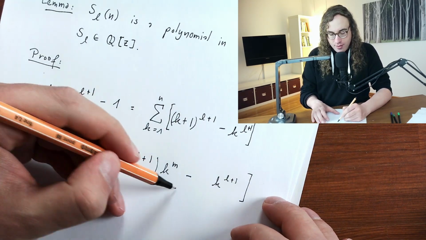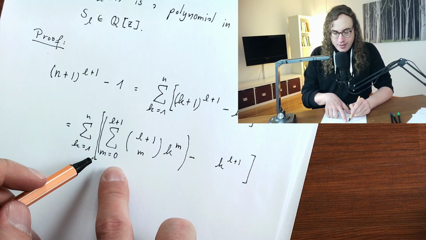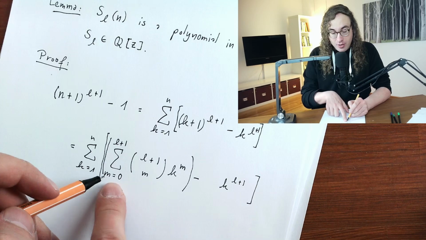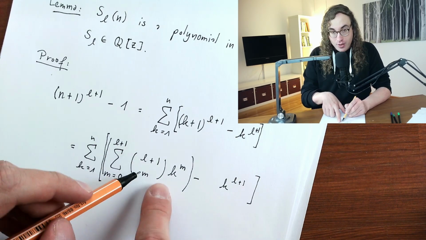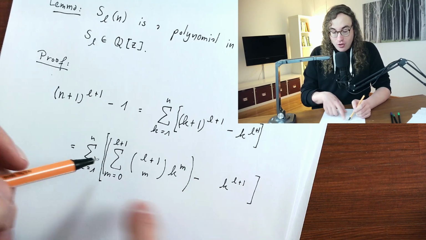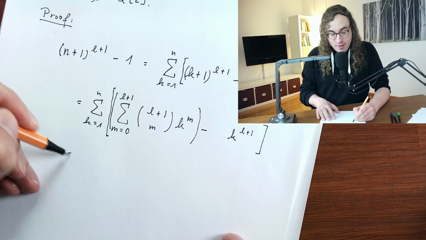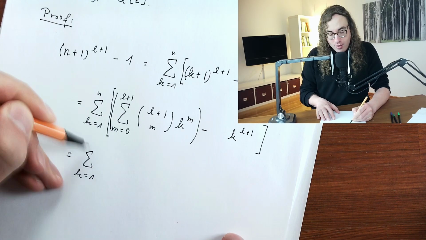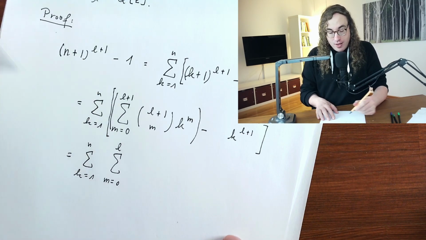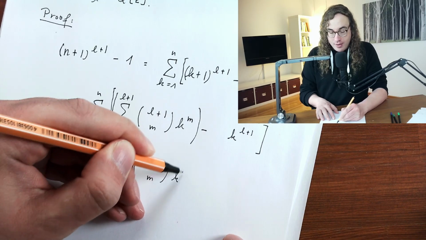So this is an individual sum. Good, but now I discover that the summand for m equal to l plus 1 is just what's written here. Because if m is l plus 1, then I get l plus 1 over l plus 1, which is 1, and k to the l plus 1. So this subtraction is just the same thing as removing the top summand in this sum. So this is totally the same as the sum from 1 to n, and then m from 0 only to l, because I'm removing the last summand, of l plus 1 over m times k to the m.